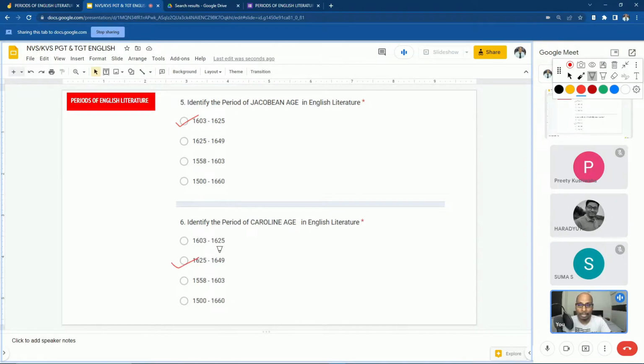Tell me from the beginning: Old English, Middle English, Renaissance and Elizabethan period, Jacobean period, Caroline period. Try to recollect. From Old English, 450 to 1066, and then after Old English, 1066 to 1500, Middle English period. Then 1500 to 1660.